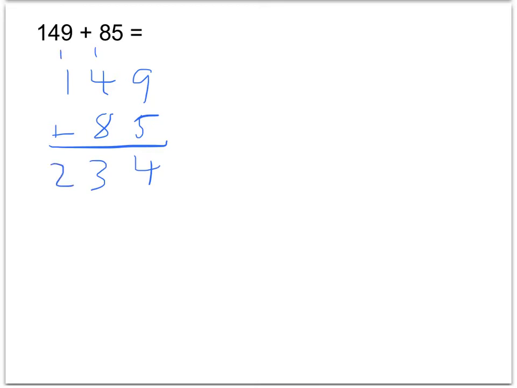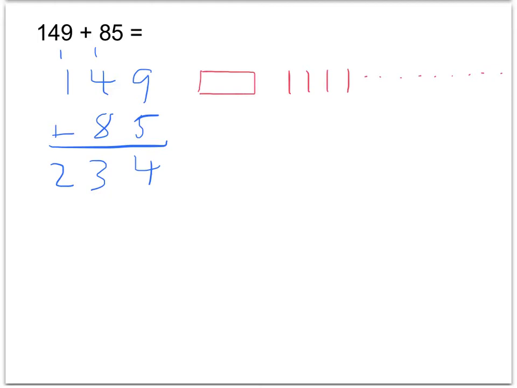And so let's draw a picture here to illustrate what we did. The number 149 means we have a bundle of 100, 4 bundles of 10, and then 9 individual objects. So let's draw a box like this to represent a bundle of 100, and then 1, 2, 3, 4 lines there to represent 4 bundles of 10, and then 9 dots.